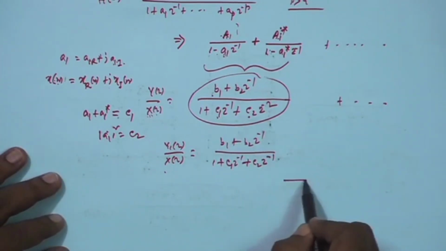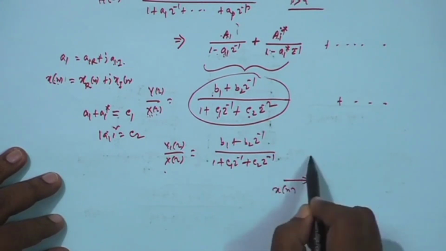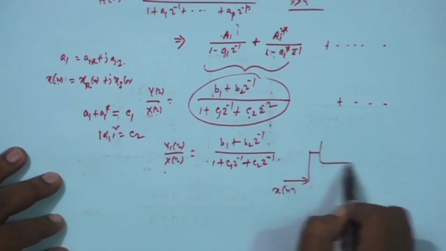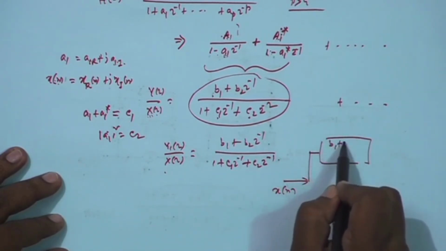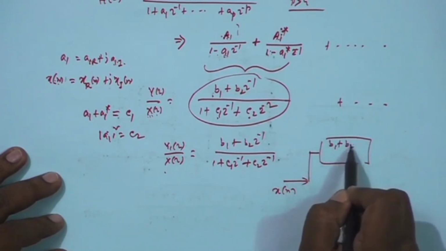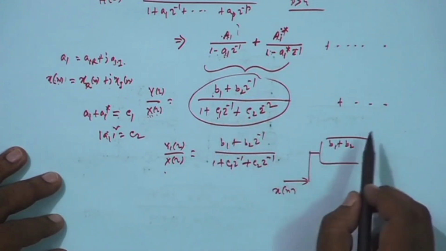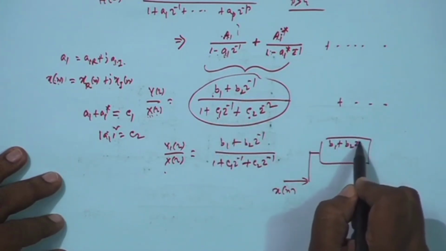So, what you will have is x[n], you have this filter. This you realize in direct form 1 or 2 form. This is a second order filter. Both numerator and denominator are second order, and it is called biquadratic.